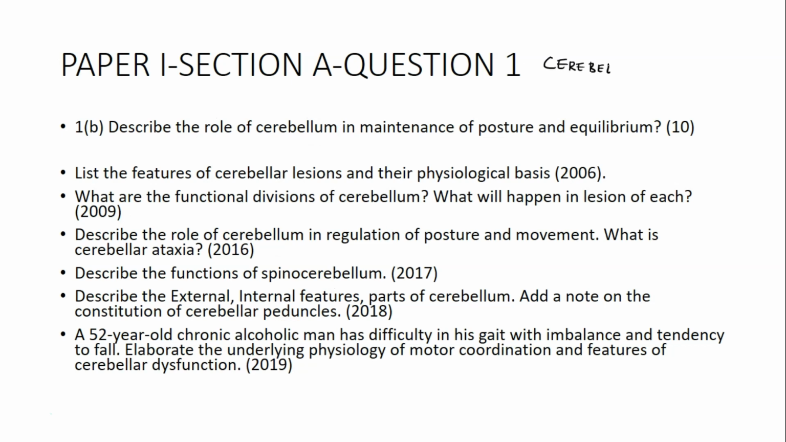is a very important topic, both from the neuroanatomy aspect and very importantly from the physiological aspect, from maintenance of posture and equilibrium. Cerebellum, basal ganglia and cerebral cortex all take part in maintenance of posture and equilibrium. Here they are specifically asking what is the role of cerebellum in maintenance of posture and equilibrium.